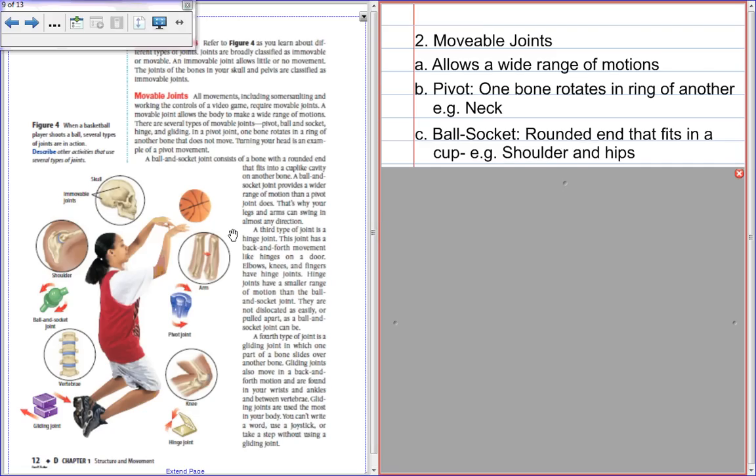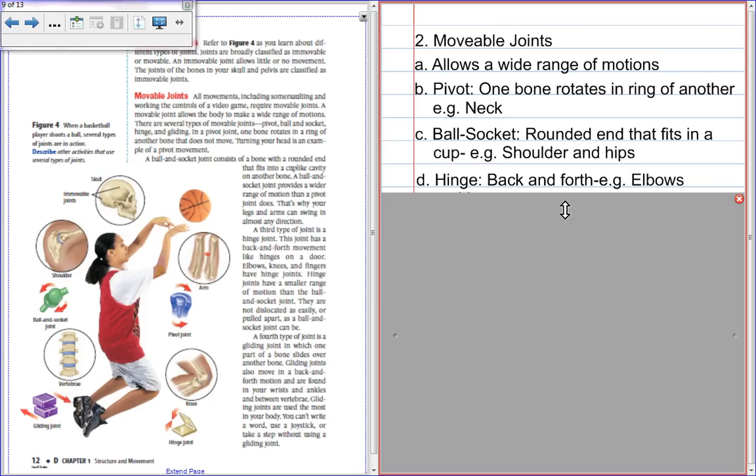Third type of joint is a hinge joint. This joint has a back and forth movement like hinges on a door. Elbows, knees, and fingers have hinge joints. Hinge joints have a smaller range of motion than the ball and socket joint. They are not dislocated as easily or pulled apart as ball and socket joints can be.